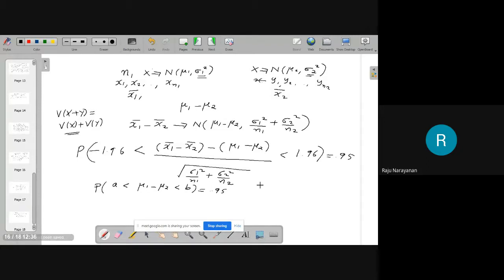You can think about a number of examples. Suppose this is a diet you are taking to increase your weight, and this is the increase in weight that follows a normal distribution. This is some other diet you are applying to another group of persons, and this is the increase in weight. Here the average is 5.8 kilograms. Here the average is 6 kilograms. So there is a difference of 0.2 kilograms. Therefore you have to find the confidence interval for the difference in gain of weights.